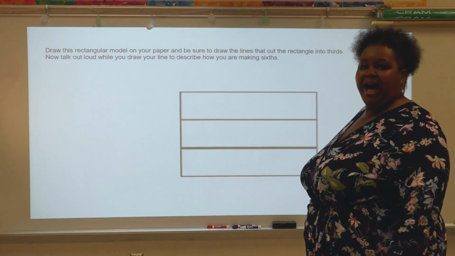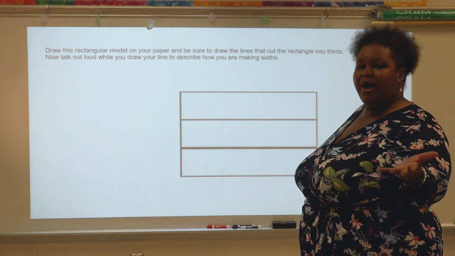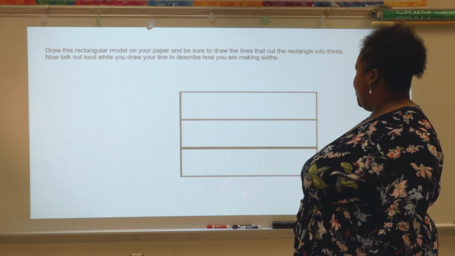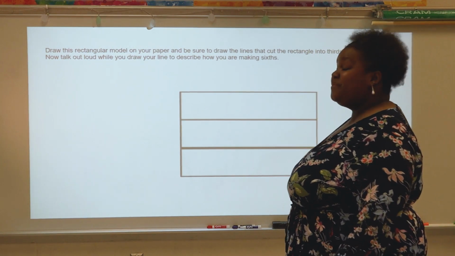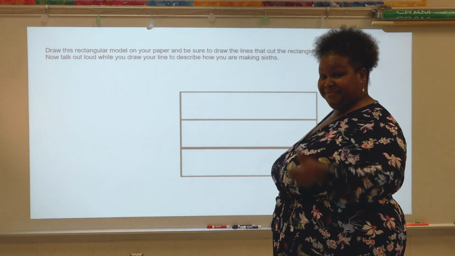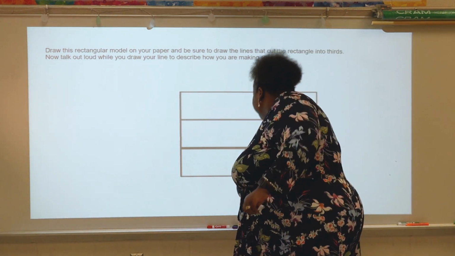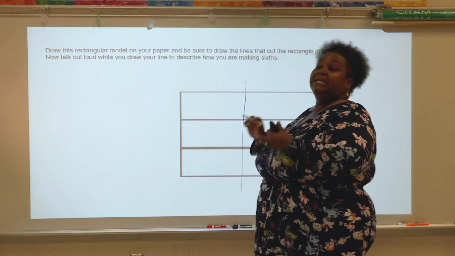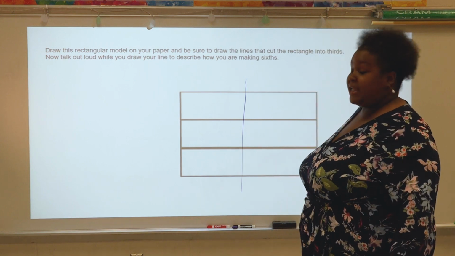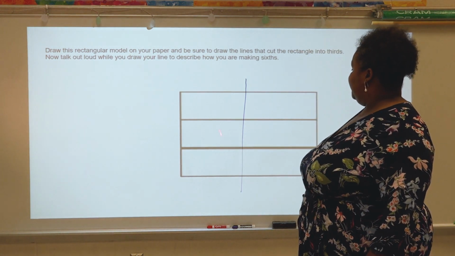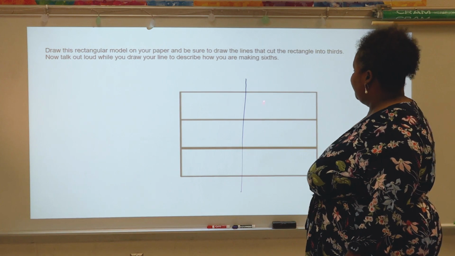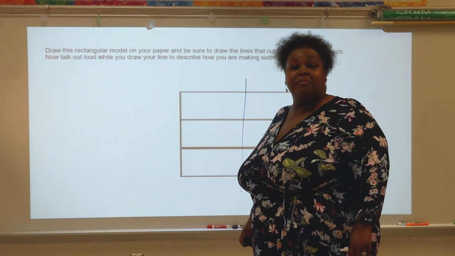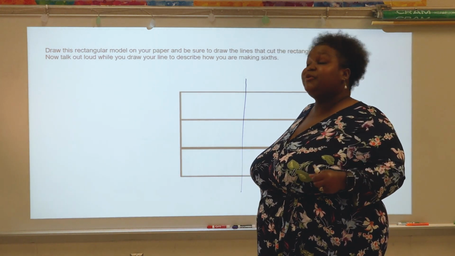All right, I hope you have your thirds and you said, how can I cut it into sixes? I'm going to use one line. I'm going to make one vertical line. Give me a thumbs up if you thought the same thing. Straight down the middle. Let's see if we have 6 equal pieces now. 1, 2, 3, 4, 5, 6. I've cut my rectangular model from thirds to sixes.